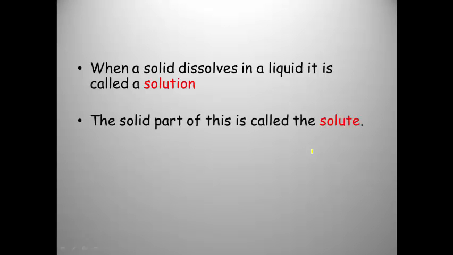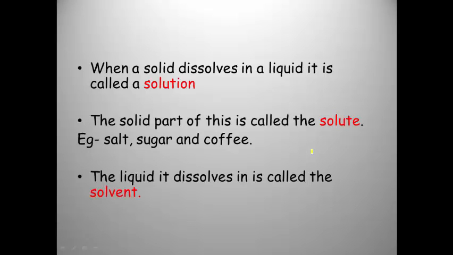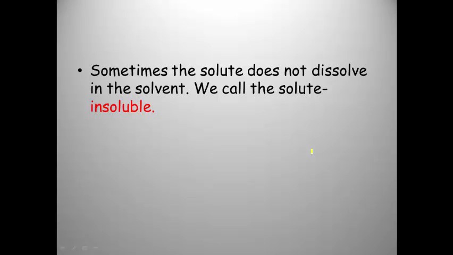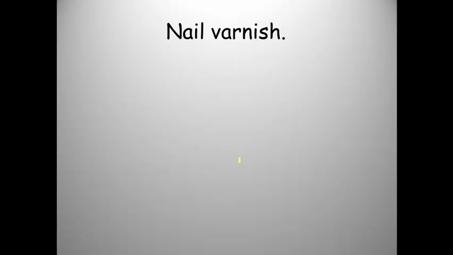Now the solid that actually dissolves in the liquid is called the solute. The solute is anything like salt, sugar and coffee, etc. The liquid that it dissolves in is called the solvent. So the solute plus the solvent equals solution. Now sometimes a solute, that's the solid that normally does dissolving, doesn't dissolve in that particular solvent, and we call that insoluble. Now sand is insoluble in water, like you need me to tell you.